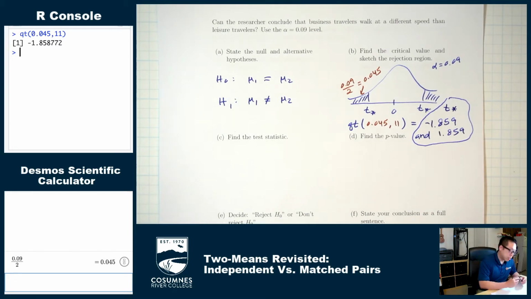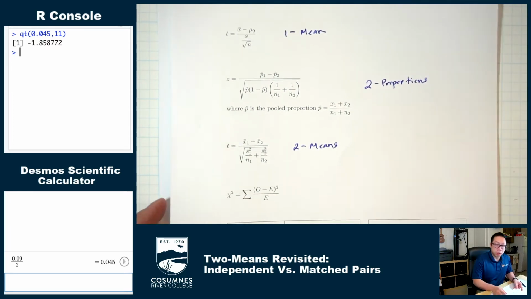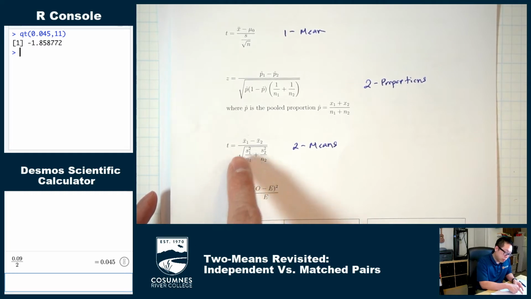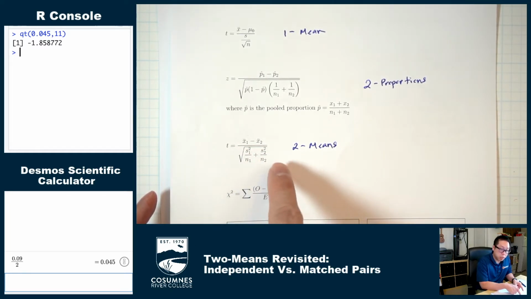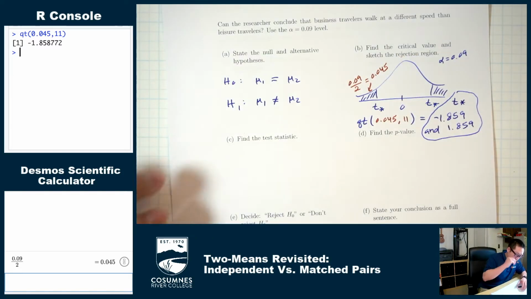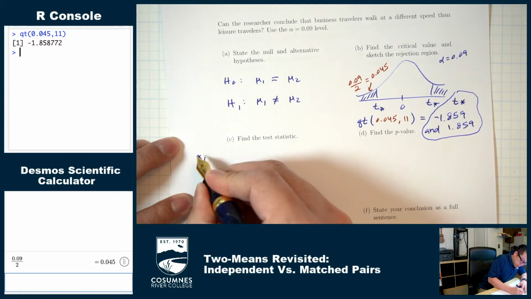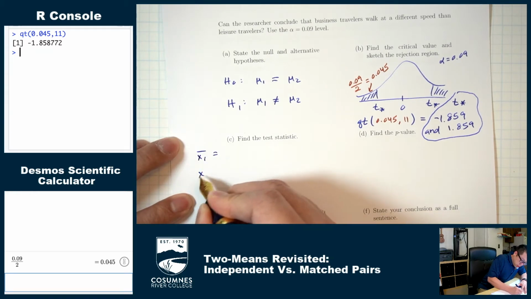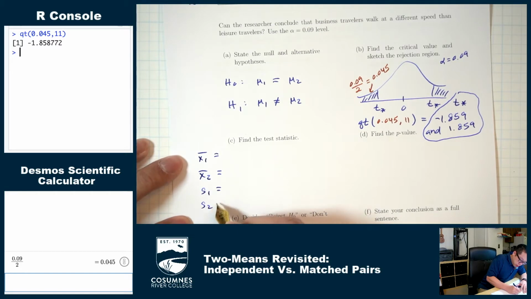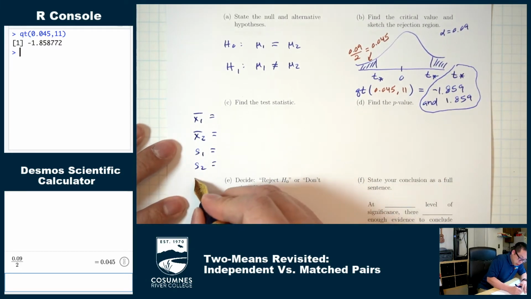Part C, find the test statistic. So this refers to the formulas on the front page. We're in the two mean situation, so I'm using this T formula. This formula has an x1 bar, x2 bar, S1, S2, N1, N2. So I need to find an x1 bar, x2 bar, S1, S2, N1, N2.